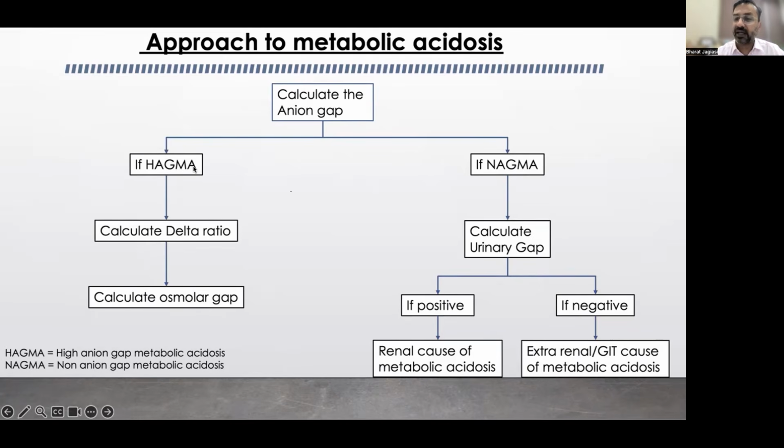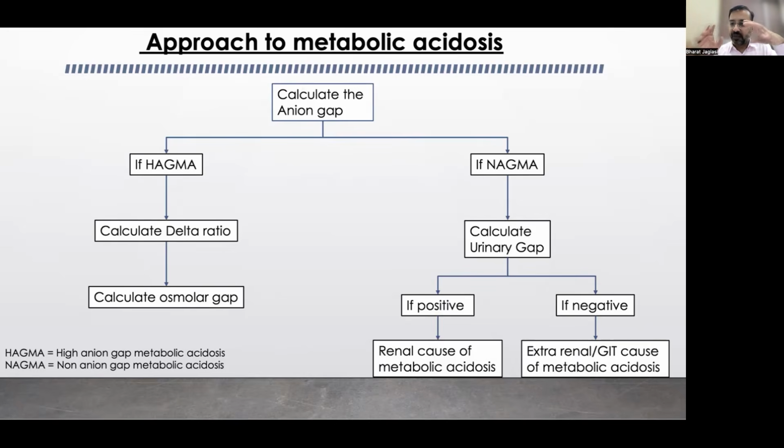Whenever there's a high anion gap metabolic acidosis, always look for the delta ratio and also the osmolar gap. When there's a normal anion gap acidosis, look for the urinary gap. If the urinary gap is positive, a renal cause of metabolic acidosis is more commonly seen. If it's negative, then we are looking for extrarenal or gastrointestinal causes of the metabolic acidosis. So again, because I'm moving towards a different part of this, I'll revise it again.